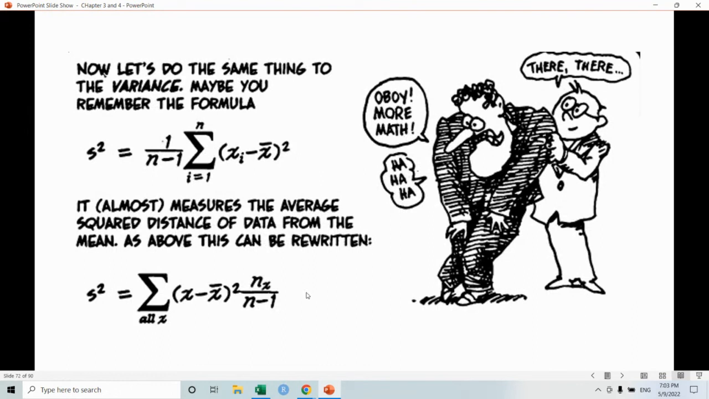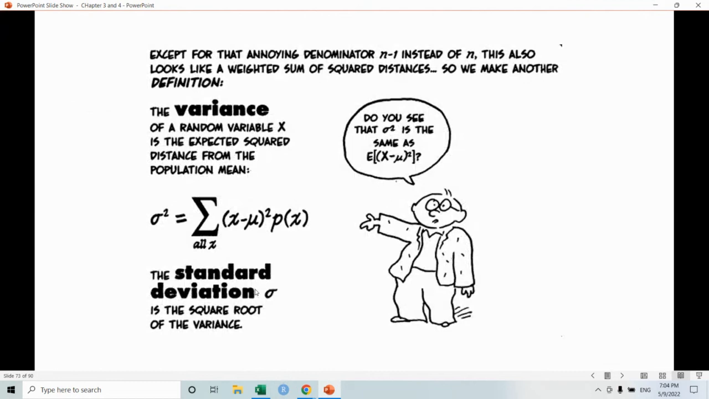So now let's do the same thing to the variance. Maybe you remember the formula of the variance: s squared equals 1 over n minus 1 times the sum of the differences of each value from the mean, squared. So it almost measures the average squared distance of the data from the mean. This can be rewritten, similar to how we found the mean, and now we just multiply the probability of each of those times the x. And then the standard deviation, of course, is the same as before. It's just the square root of the variance.